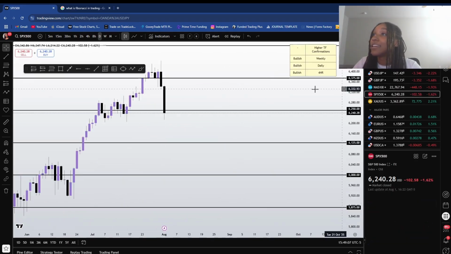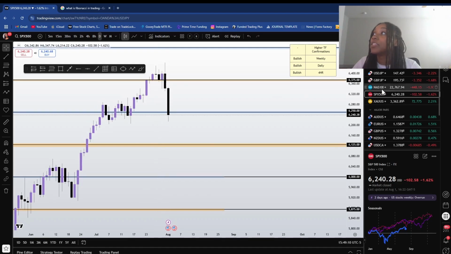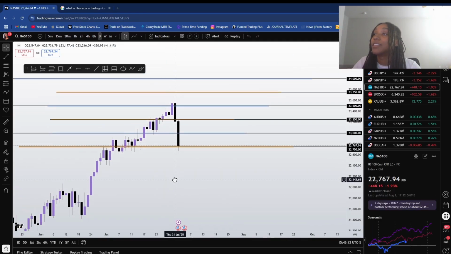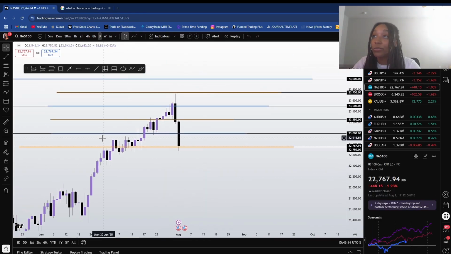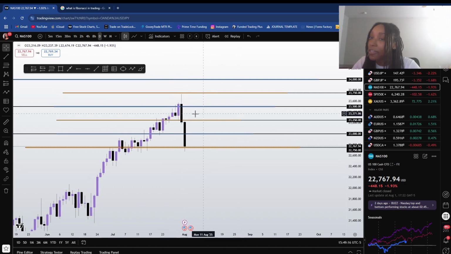Okay, let's look at the indices now. Usually I trade SPX 500, but the structure on Nas just looks way cleaner. So I'm going to show you Nas real quick. They move about the same, but I'm going to show Nas.